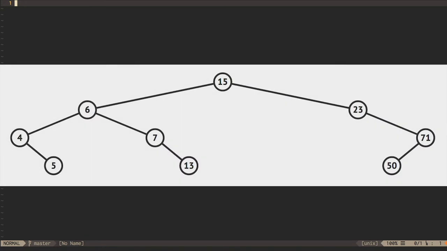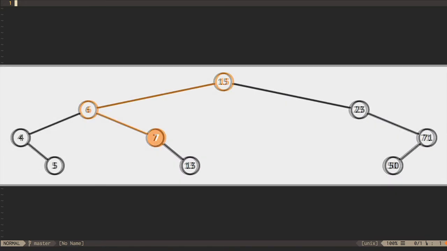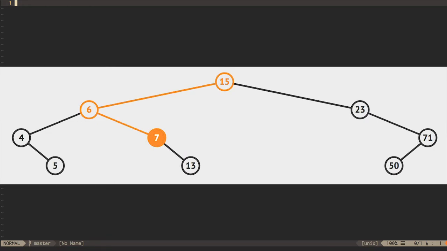Every node in a tree has a depth and a height. The depth is the length of the path from the tree's root to the node. The height is the longest length of the path from the node to a leaf. The height of a tree is the height of its root. You will sometimes also hear this referred to as the depth of the tree.